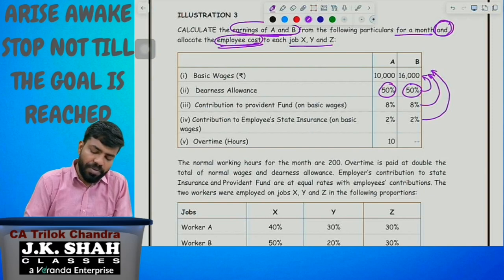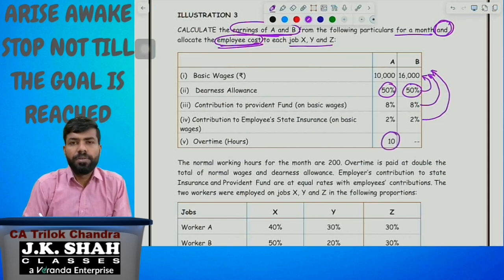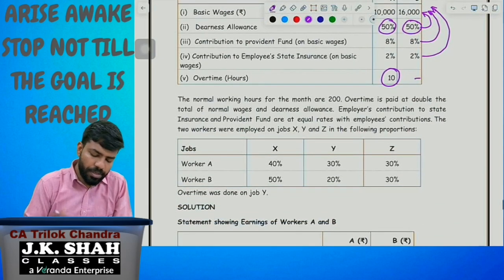Overtime hours worked for the job: overtime hours worked by worker A is 10 hours. Worker A is working overtime for 10 hours. B is 0. Fine. The normal working hours for the month are 200.